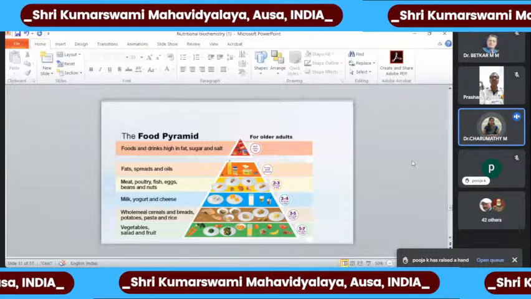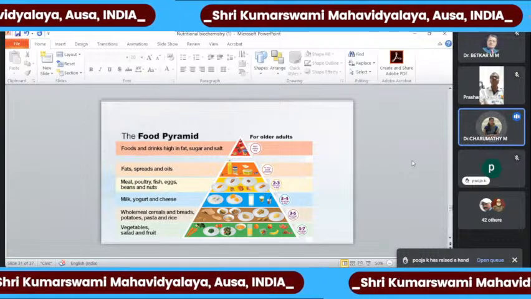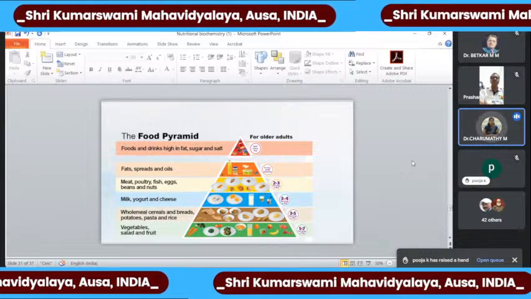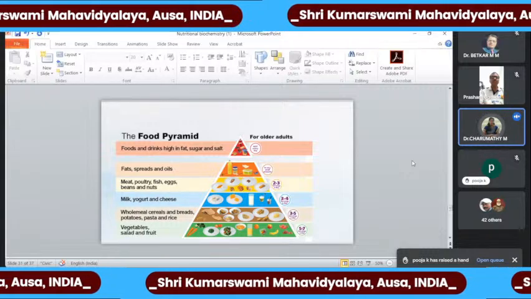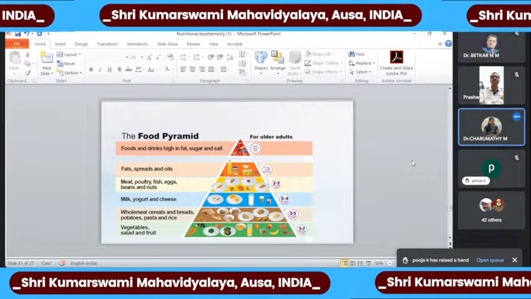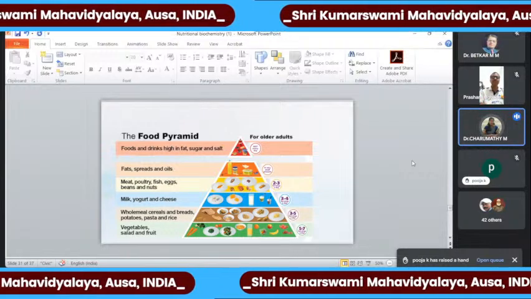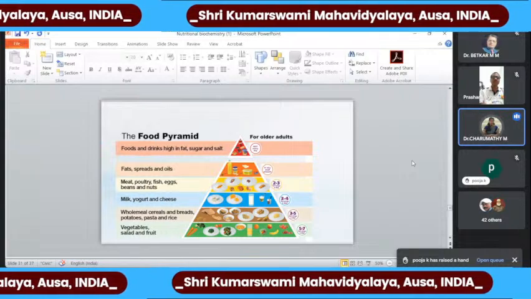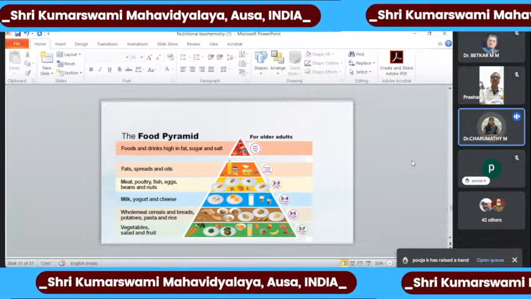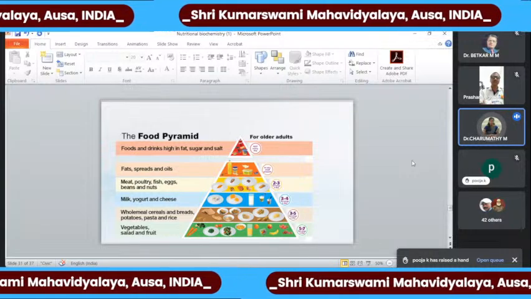This food pyramid is for older adults. Foods and drinks high in sugar are not for every day; we have to take them only sometimes. Fats and oils, in very small amounts. Meat, poultry, fish, eggs, beans, and nuts, 2 to 3 servings per day. Milk, yogurt, and cheese, 3 to 4 servings per day. Whole meals, cereals and breads, potatoes, pasta, and rice, 3 to 5 servings a day. Vegetables, salad, and fruit, 5 to 7 servings a day.